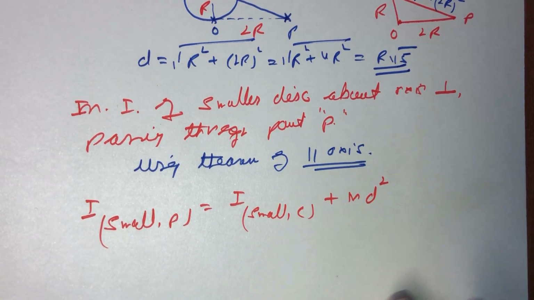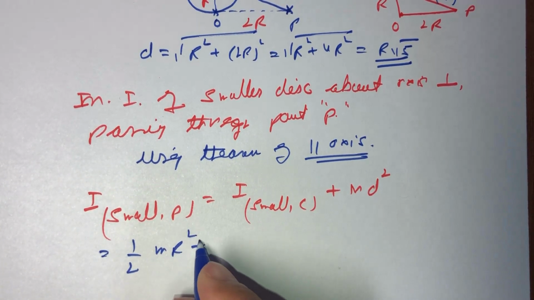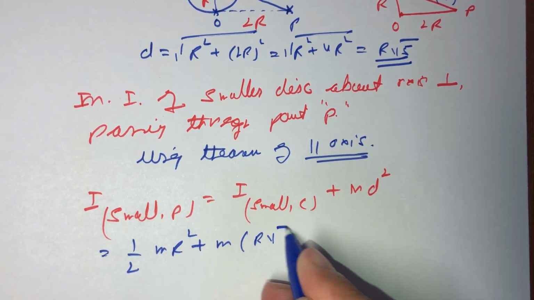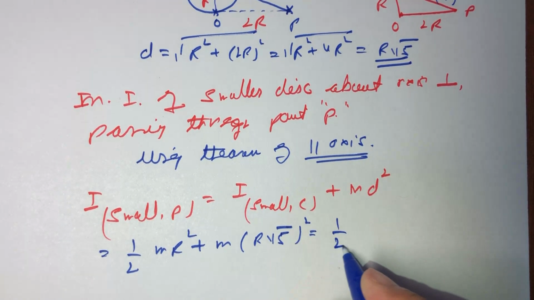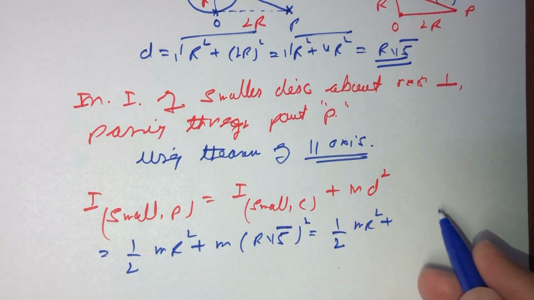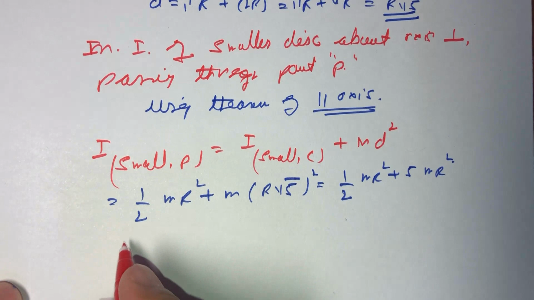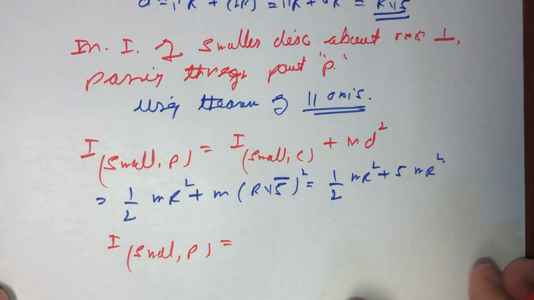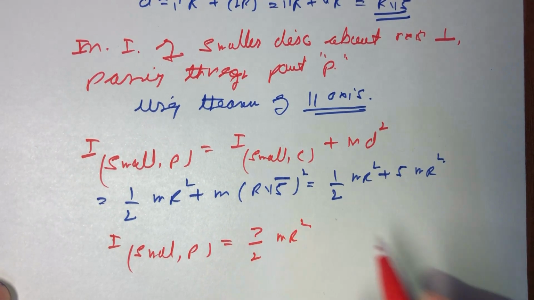So I small c we already calculated, it is half mr square, plus mass is given as small m, d we just calculated is R square root of 5 and whole square. So this we get as half mr square plus 5 mr square. So we get the moment of inertia of the small disk about point P is equal to, this will be coming as 7 upon 2 mr square.